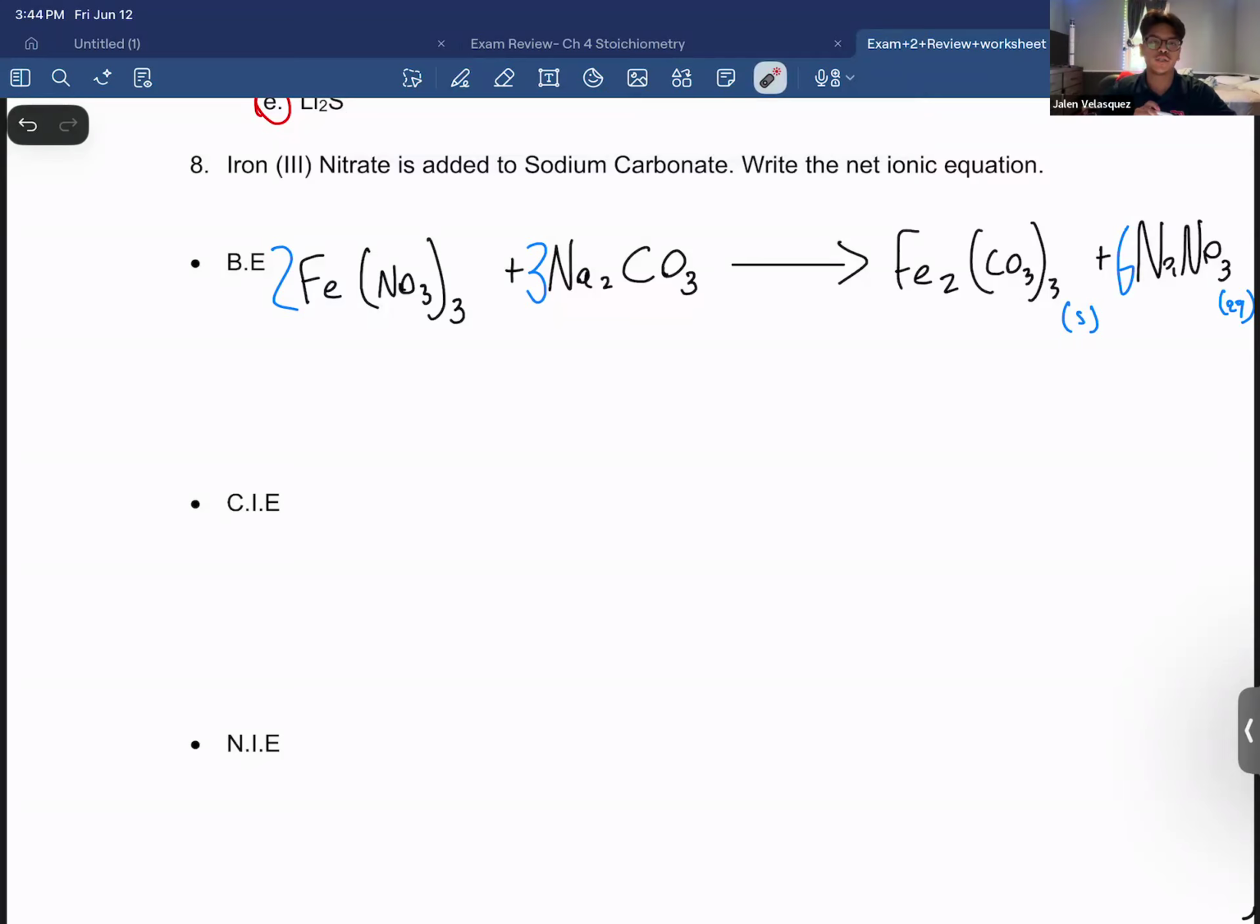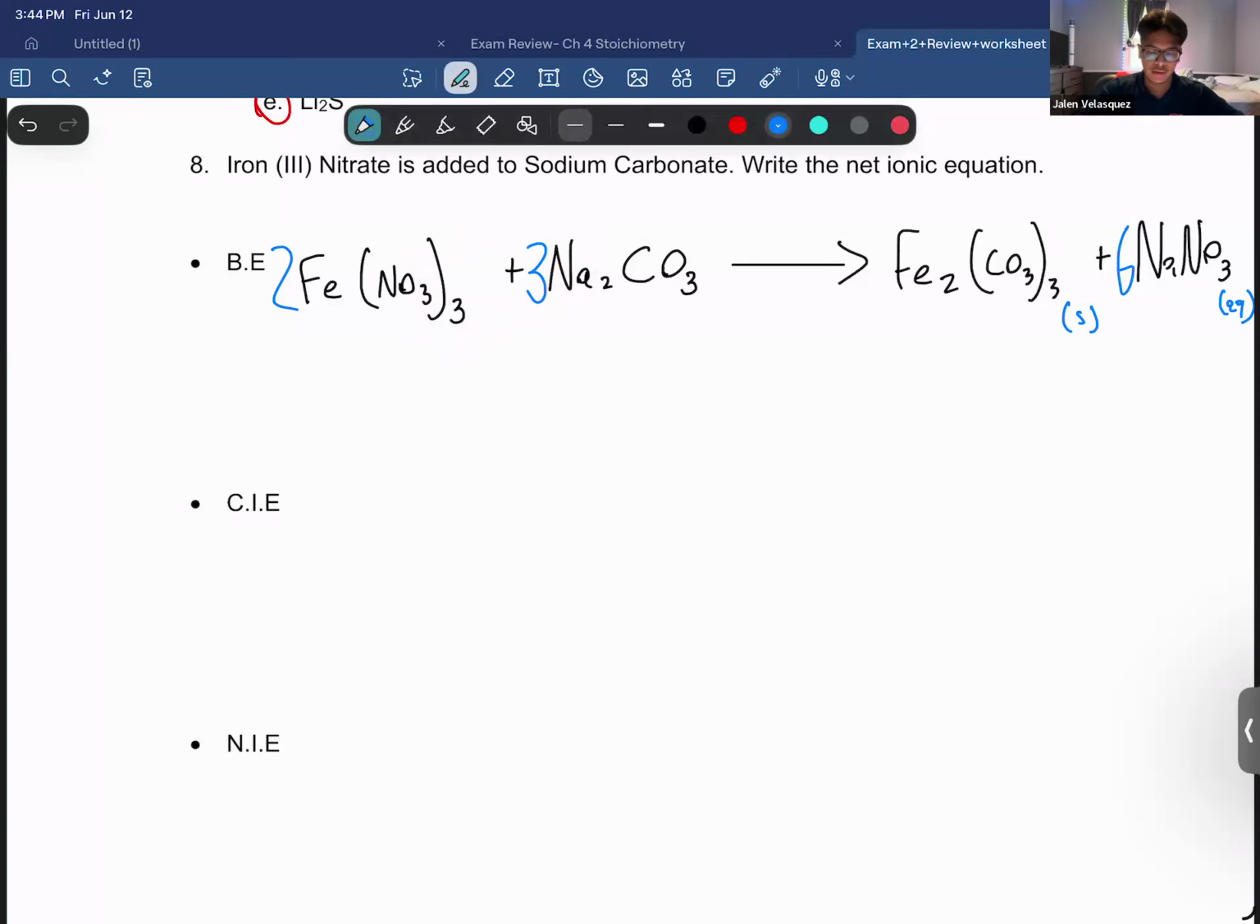Okay, any questions from the first step here? Just writing the balanced equation. All right, so yes, for precipitation reactions, the reactants are always going to be aqueous. So good question. Actually, let me just write that in.